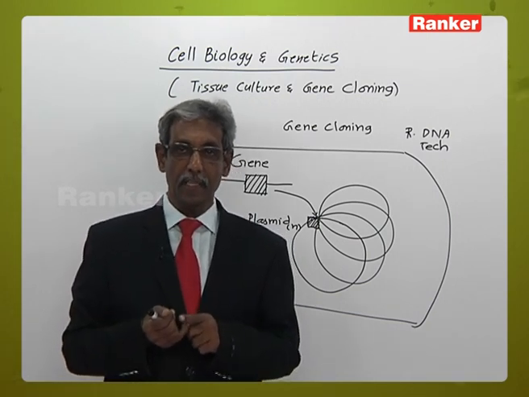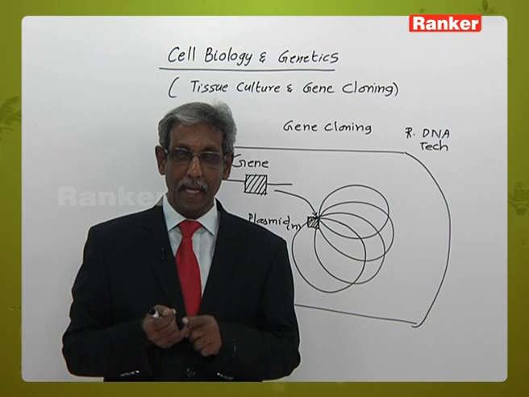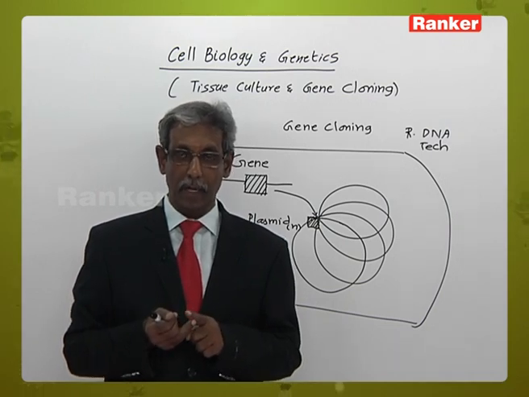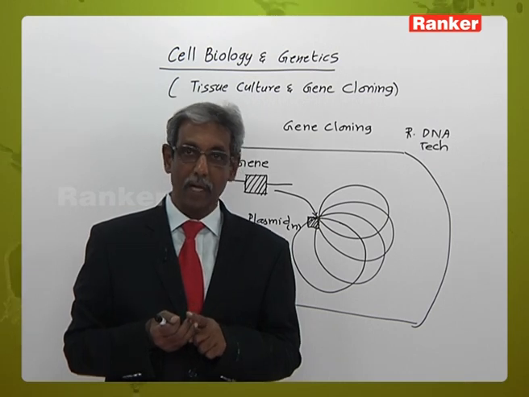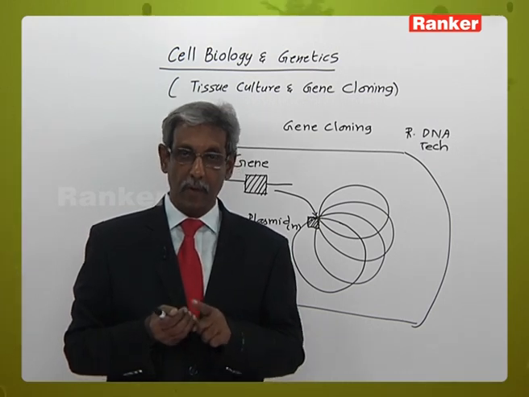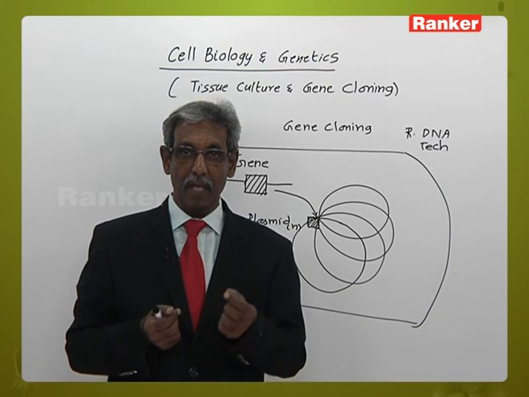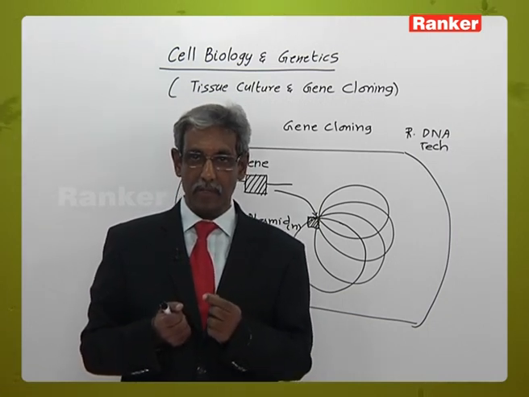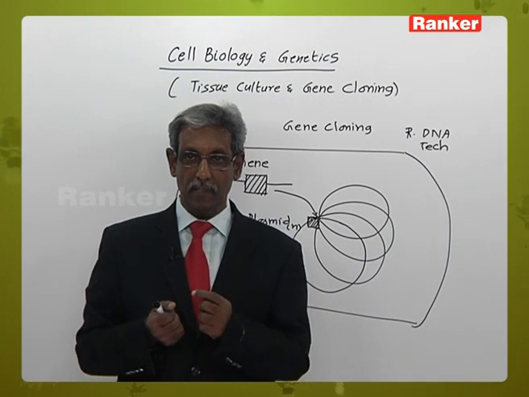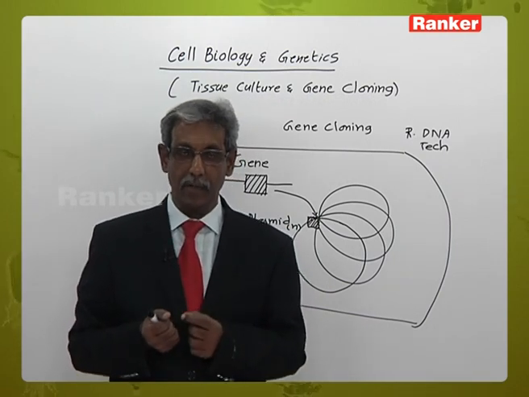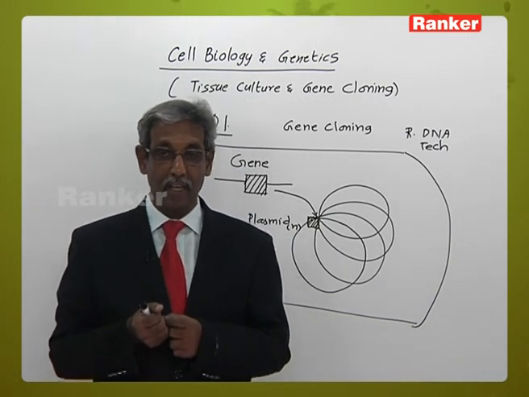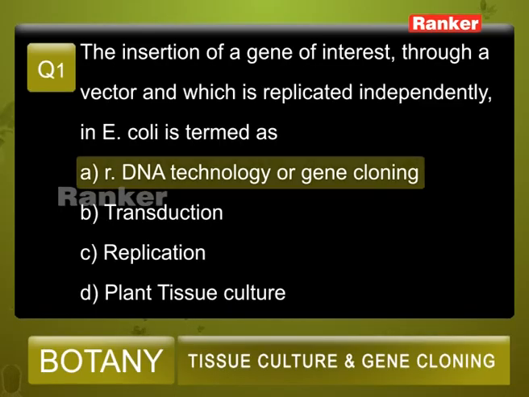Plant tissue culture is aseptic growing of any particular part of either a cell, a tissue or an organ in a defined medium under controlled conditions. So, given the choices, whenever we have a gene of interest via vector, replication independent into Escherichia coli, the popular term which is used for this is rDNA technology or gene cloning. Otherwise, it could also be referred to as genetic engineering. The answer is A.